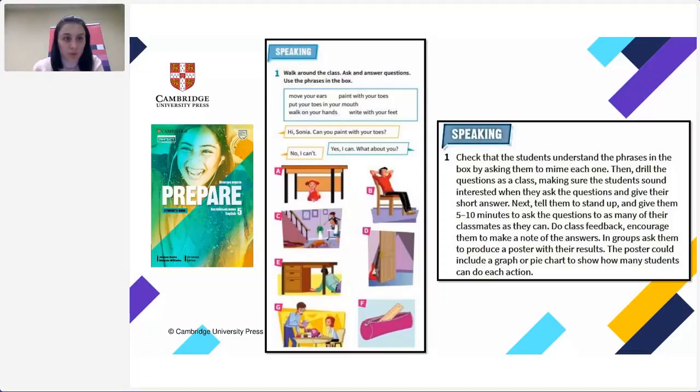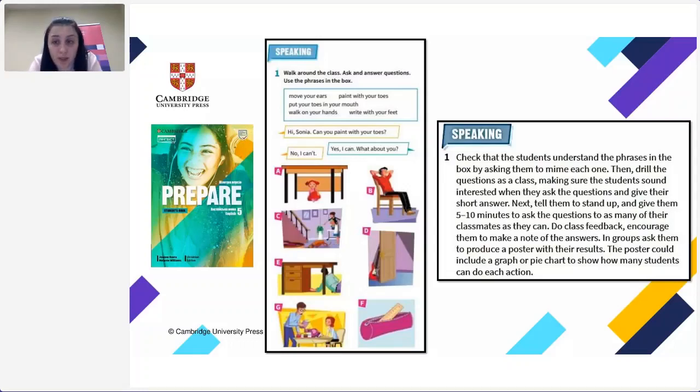In the teacher's book, the screenshot on the right, you can see the description of this task. First of all, it's written there that you have to check that the students understand the phrases in the box by asking them to mime each one. Then drill the questions as a class, making sure the students sound interested when they ask the questions and give their short answer. Next, tell them to stand up and give them 5-10 minutes to ask the questions to as many of their classmates as they can.